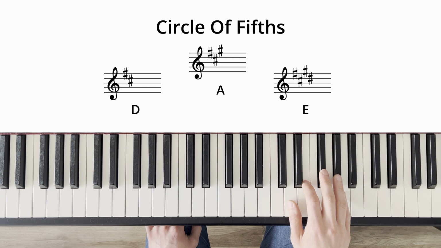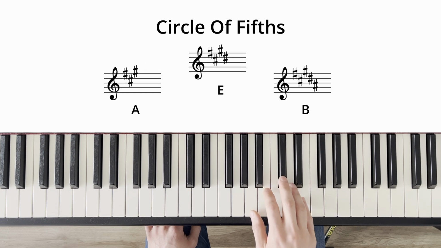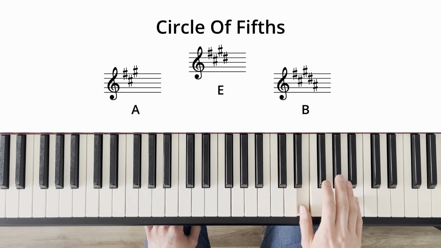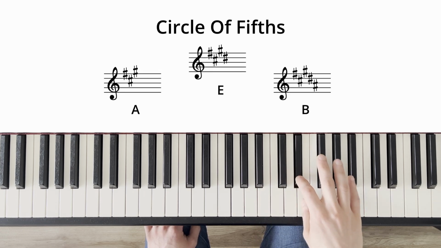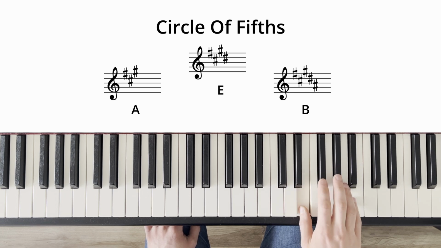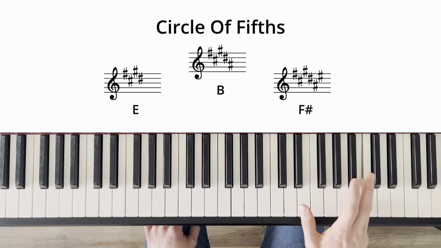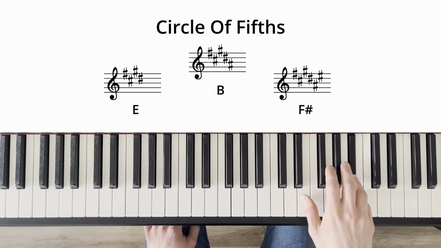The rest of the sharp keys work the same way. The fifth note of A major was E, so E major comes next and adds a fourth sharp, D sharp. The fifth note of E major is B, so B major has 5 sharps and A sharp is the newest addition.